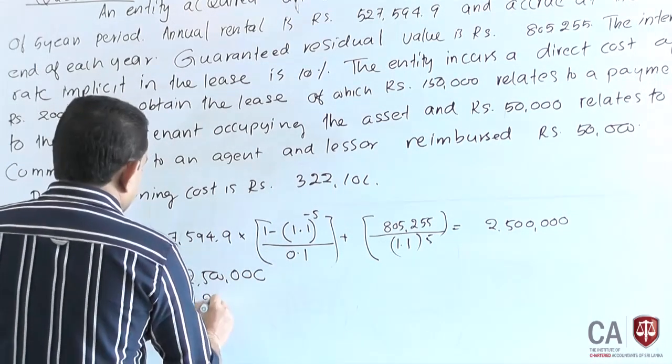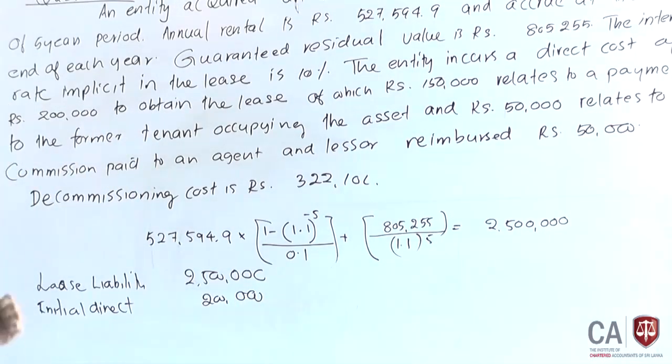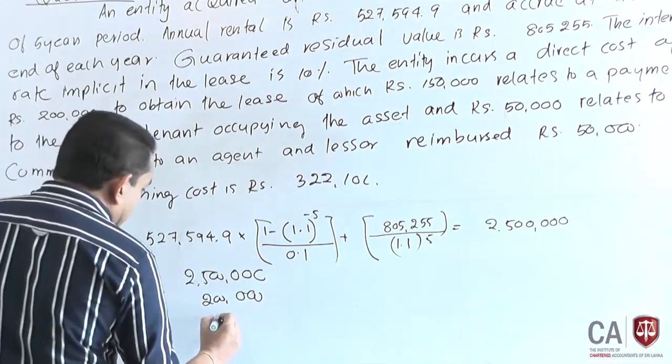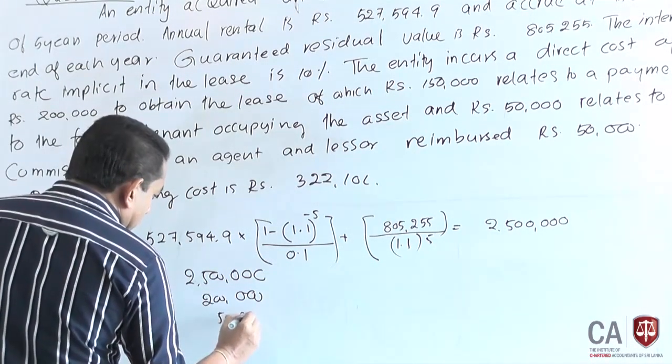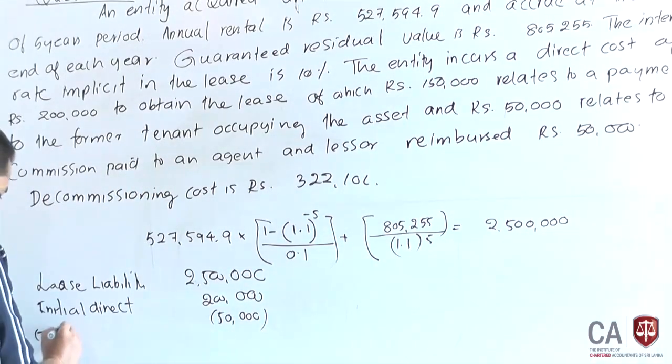Direct cost 200,000 rupees. Out of 200,000, 150,000 has been paid to the previous tenants by the lessee, and the 50,000 has been the commission payment to an agent who found the asset for the lessee, and of this 200,000, the lessor has agreed to reimburse 50,000, and that needs to be deducted. Reimbursement by the lessor.